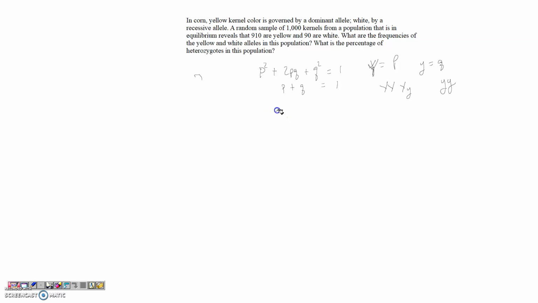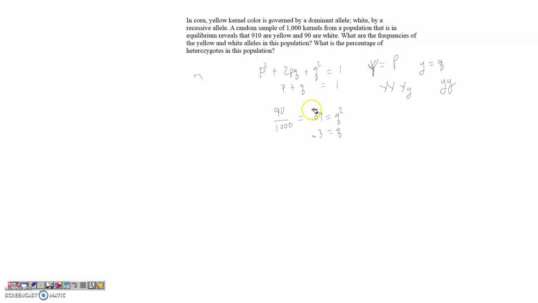So if we do 90 divided by 1,000, that gives you the frequency in that population of the homozygous recessive, which is 0.09. And remember from our equation, homozygous recessive is going to be q squared. That's your starting point for most of these problems: finding the phenotypic recessive and figuring out the percentage of that. So once I have that, everything else kind of falls into place. All right, this is q squared. If I take the square root of both sides, I get 0.3 equals q.